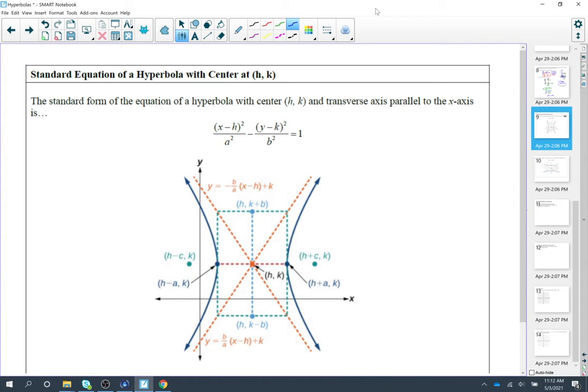Standard equation of a hyperbola with the center at (h, k). Just like before, things are going to remain the same, except now we're moving the center off the origin. The first thing we have to keep in mind is that the h always stays with the x, the k always stays with the y.